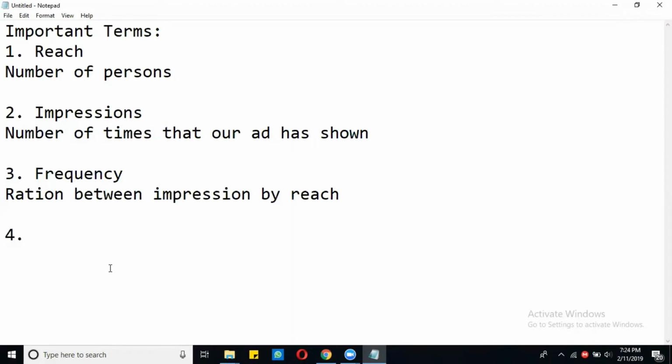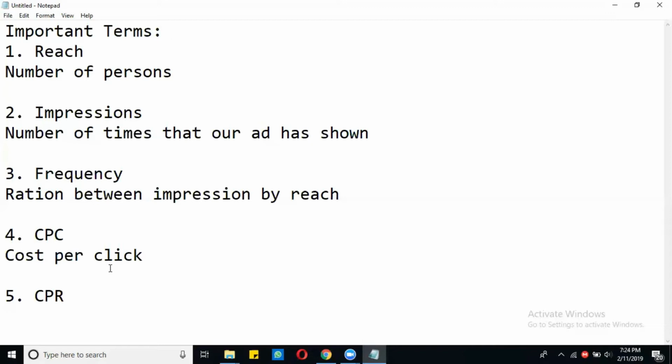Next is the CPC. CPC is the cost per click. If one person clicks on our ad and the cost is, for example, $2, then our CPC is $2. Similarly, as we spend more on the ads and people click on the ads, it will calculate how much cost we are bearing for one click.